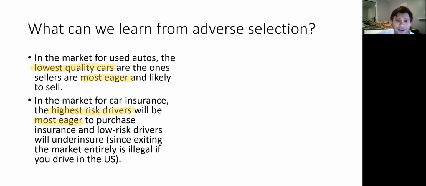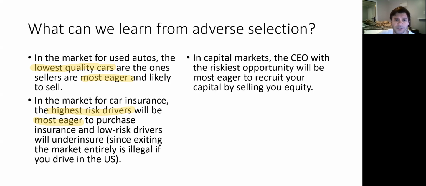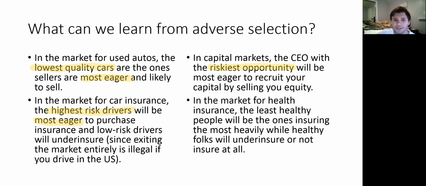What does this tell us about capital markets? Well, it tells us that the CEO with the riskiest opportunity is going to be the most aggressive in trying to recruit your capital by selling you an equity share in their company. So you're going to see the riskiest opportunities showing up in financial markets. And if you don't care about risk, fine. If you're trying to look for that portfolio growth, get a high return, maybe that's great. What about health insurance markets? Well, in the market for health insurance, the least healthy people are going to be the ones showing up in those risk pools.